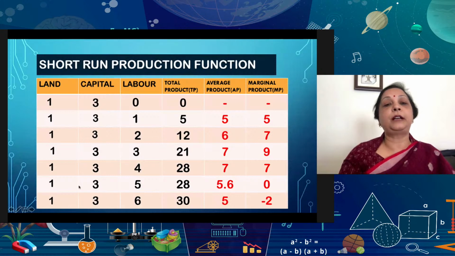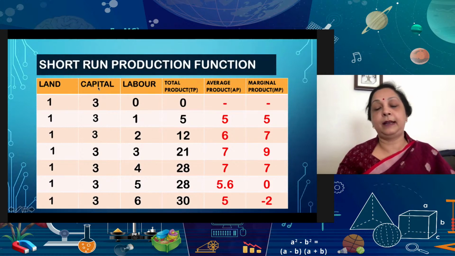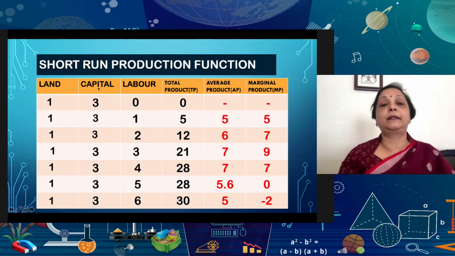In a short-run production function, what do you observe? First 2 columns, if you see, I haven't changed anything. Land, 1 unit. Capital, 3 units. So if, say, 1 factory building and 3 machines, I have not changed them. Why? Because land and capital, as I told you, are fixed factors and they cannot be changed in the short run, and we are talking about short-run production function. So naturally, land and capital cannot be changed. So they remain constant.